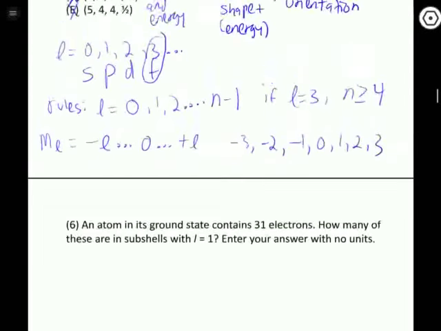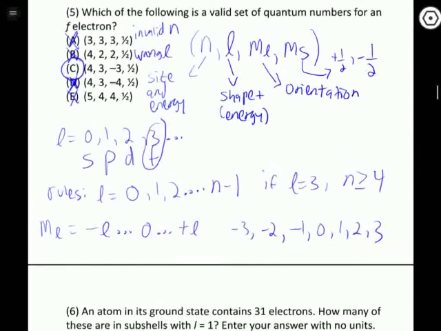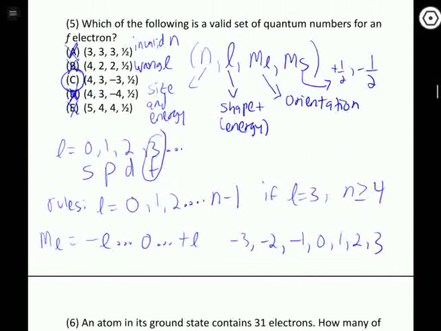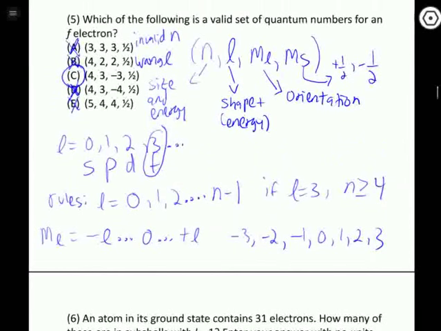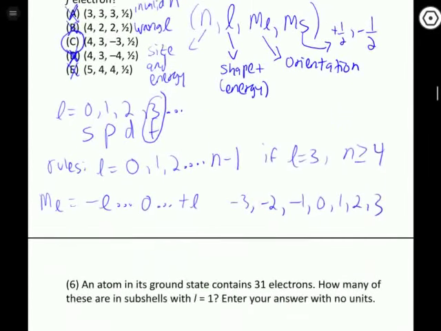Can L and m sub L be equal? Like, could they be the same numbers? Yes. The largest value of m sub L is equal to L, which means there will be one value of m sub L that is the same as L.